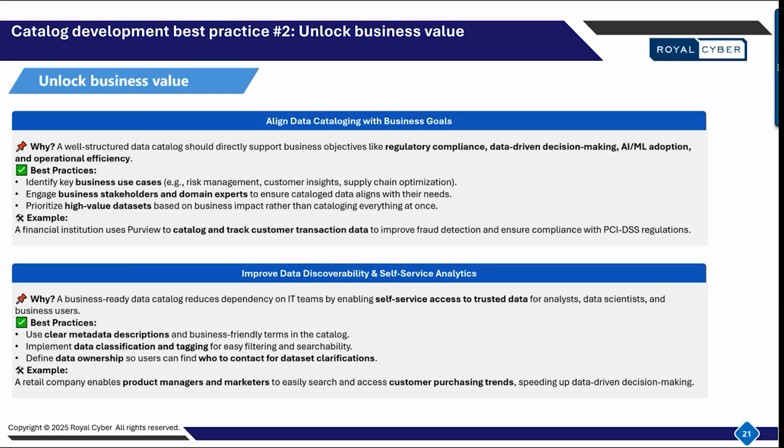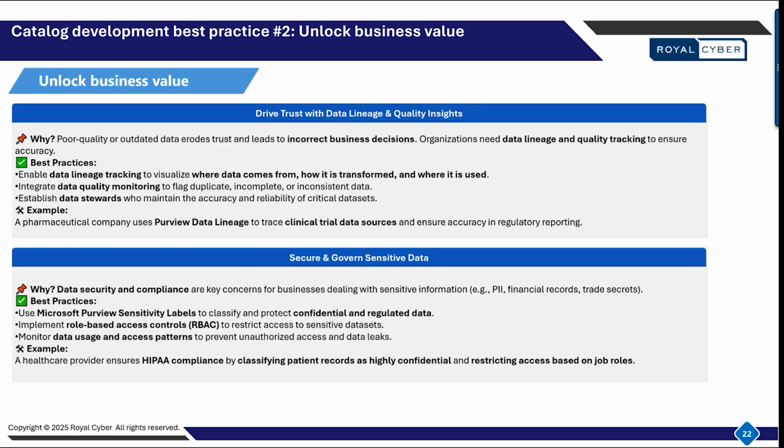One of the benefits is that a business ready data catalog should also enable self-service access, so that users can find the data that they need quickly. Imagine a retail company where product managers and marketers need customer purchasing trends. If they can easily access and filter this data in Purview, they can make faster data-driven decisions. So it's very important to unlock business value, and very important to align data cataloging with business goals.